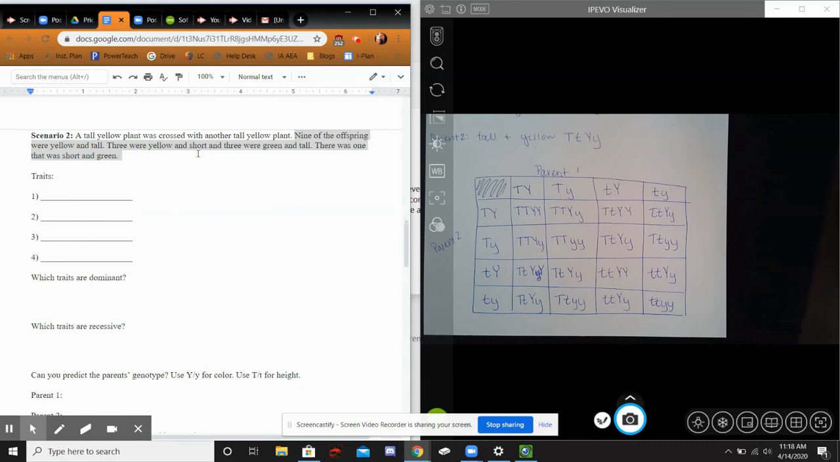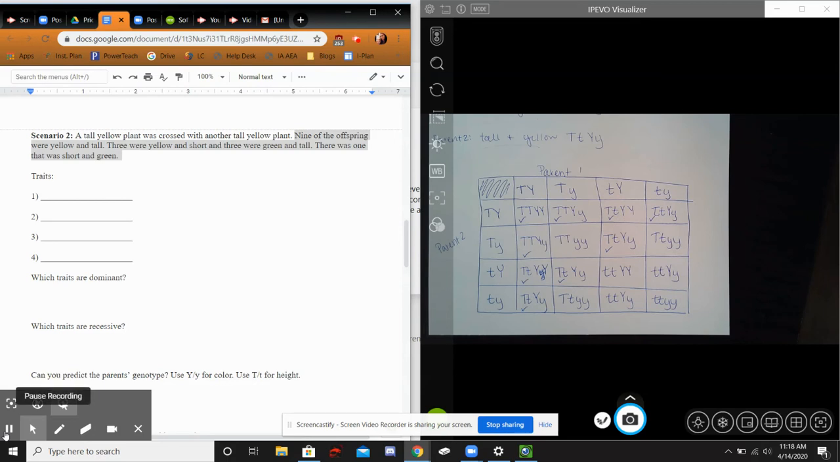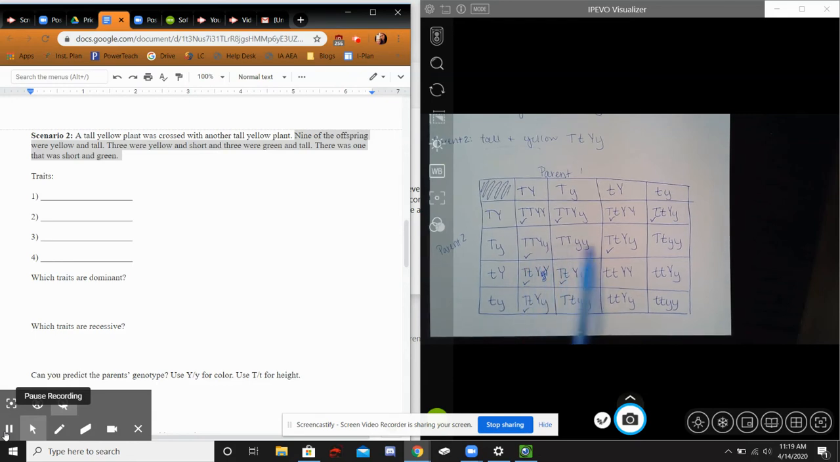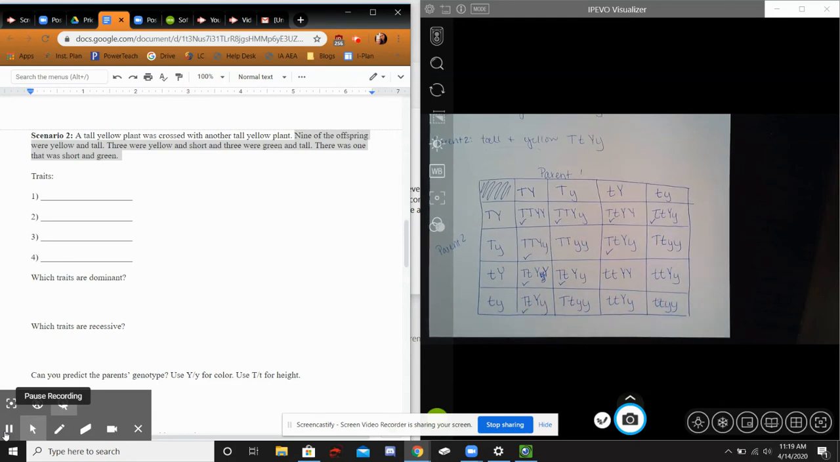And here they said 9 of the offspring were yellow and tall. So we can go in and check. I'm going to put a check mark by every offspring that is yellow and tall. Okay, great. When I put that check mark by every offspring that was yellow and tall, we noticed that those are all the boxes that have both a capital T and a capital Y. And if I count them, 1, 2, 3, 4, 5, 6, 7, 8, 9, I got 9. And in my story, it does indeed say that 9 of the offspring were yellow and tall.